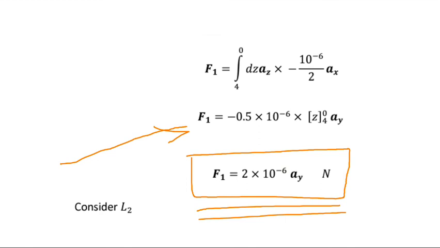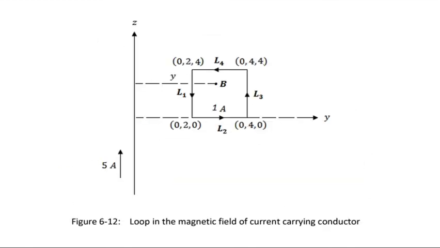Now we consider side L2. Let us consider figure number 6.12 and let us consider side L2. You see, x is 0 along this side, so dx will be equal to 0. Z is 0 along this side as well, so dz will be equal to 0. Only y is changing from 2 to 4.